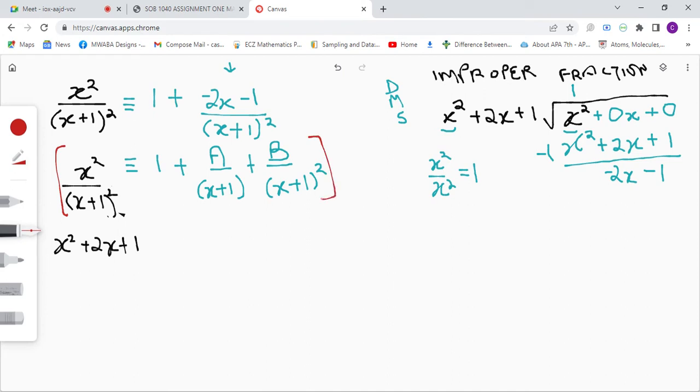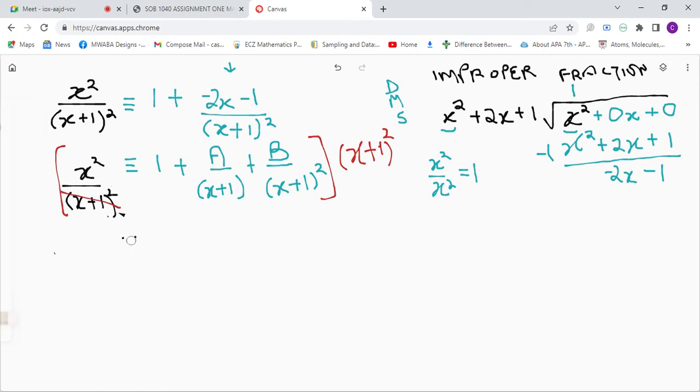Okay, let me just put a bracket here. So I'm going to multiply throughout with the common denominator, and that is (x + 1)². All right. So if you multiply x² over (x + 1)² times (x + 1)², the (x + 1)² will cancel. You just remain with an x² on your left hand side.